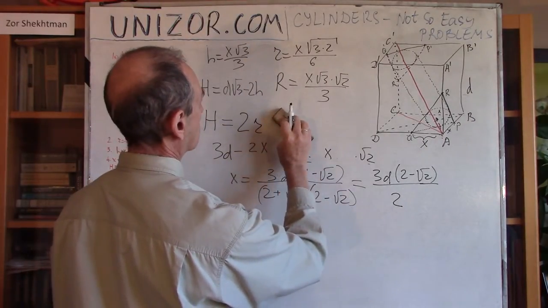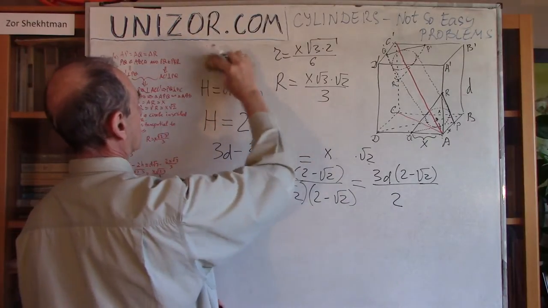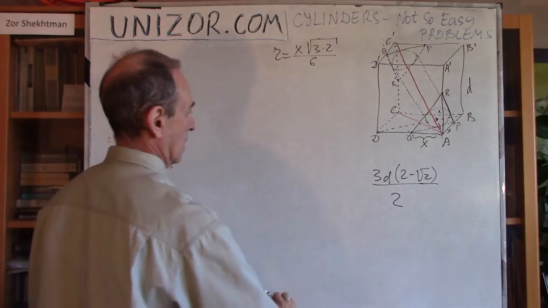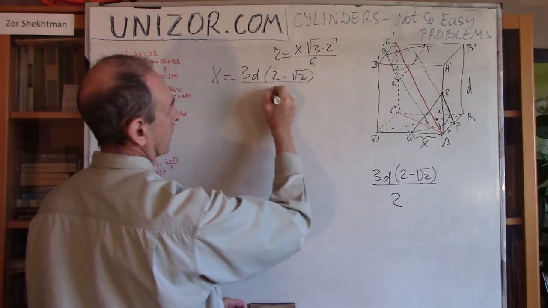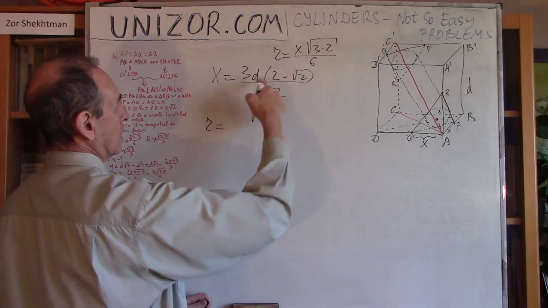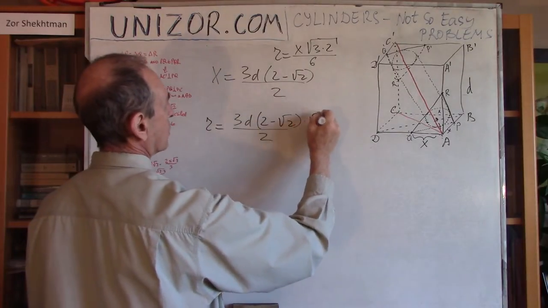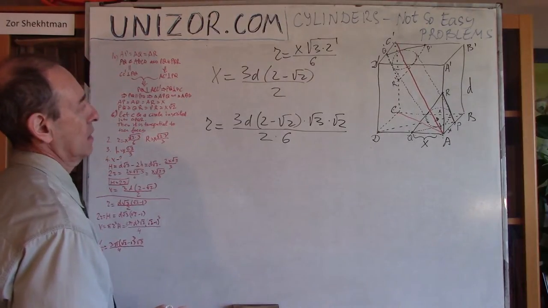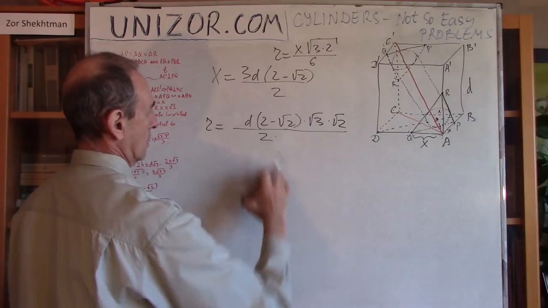So all we actually need right now is, if I have the X, I have the R, so I don't need anything more than that. I just need the R. So, X is equal to 3G, 2 minus square root of 2 divided by 2. So what's my R? It's X, 3G, 2 minus square root of 2 over 2, times square root of 3 square root of 2, and divided by 6. That's our R, right? Okay, 6 and 3 can be reduced.